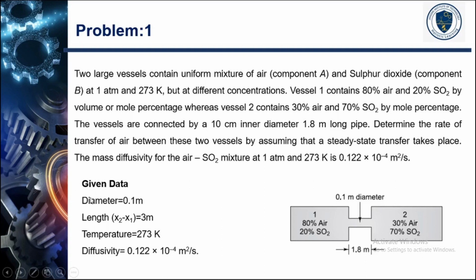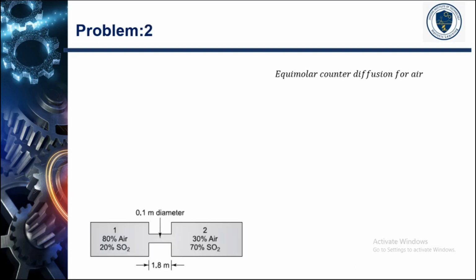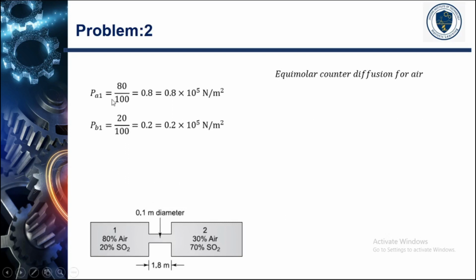So first we have to write the given data: the diameter of the pipe is 0.1 meter, the length of the pipe is 3 meter, the temperature is 273 Kelvin and the diffusivity value is 0.122 × 10^-4 meter square per second. Now we have to write the partial pressure values in each chamber. So PA1 represents the partial pressure of air in the first chamber. Similarly, PB1 represents the partial pressure of SO2 in the first chamber.